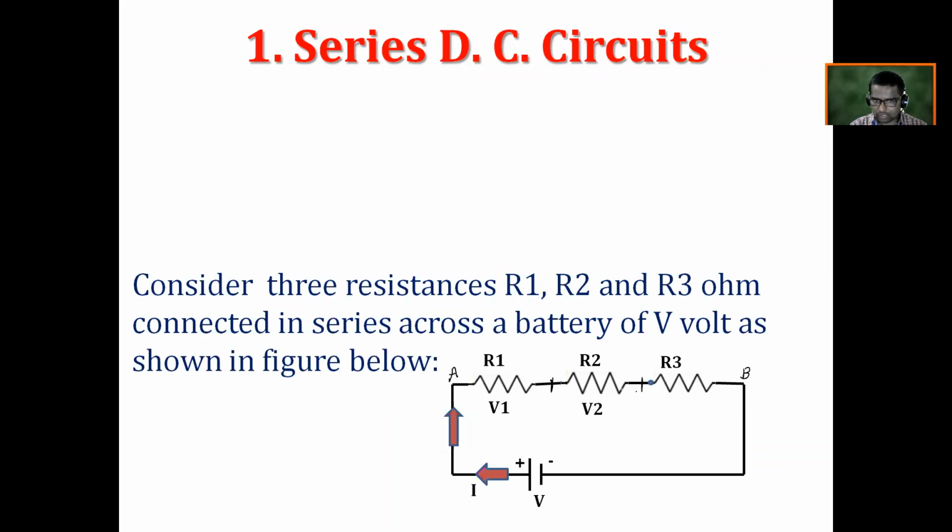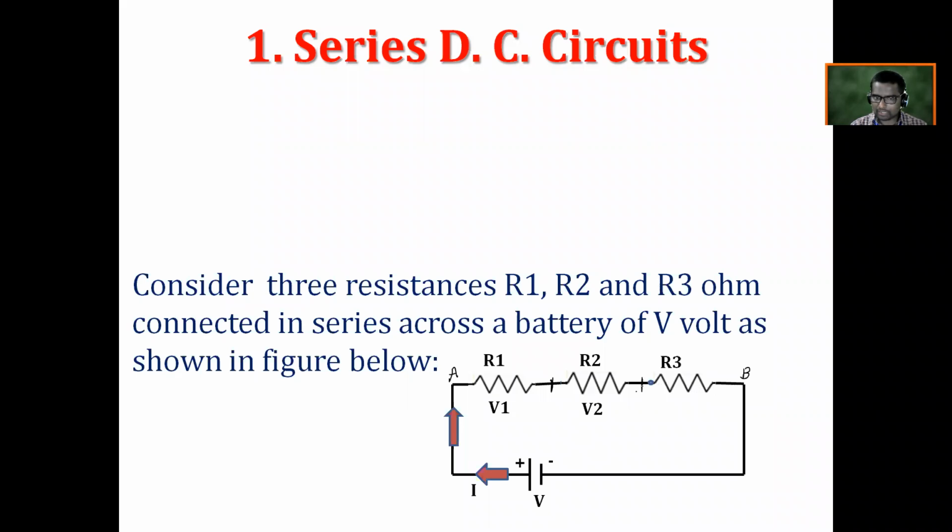After flowing through R2, the current comes to this common point in between R2 and R3. Again, for that current there is only one path to flow, because we know the basic property of a current: it always starts its journey from the positive terminal and returns at the negative terminal. So the current always has the tendency to come towards the negative terminal of a battery.